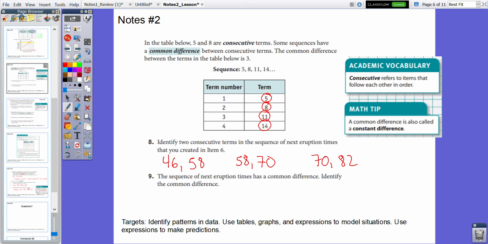The sequence of the next eruption time has a common difference. Identify that common difference. Well, what are we adding every time we go up and down our table in the eruption times? We're going up by 12. So that means that our common difference is going to be positive 12. Okay? So once again, the common difference is the number that we add or subtract in a sequence to get from one term to the next, to the next, to the next, and so on.